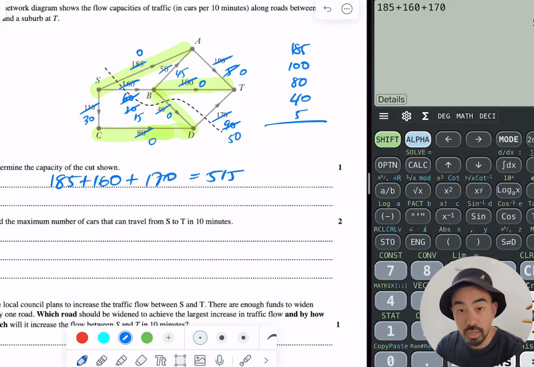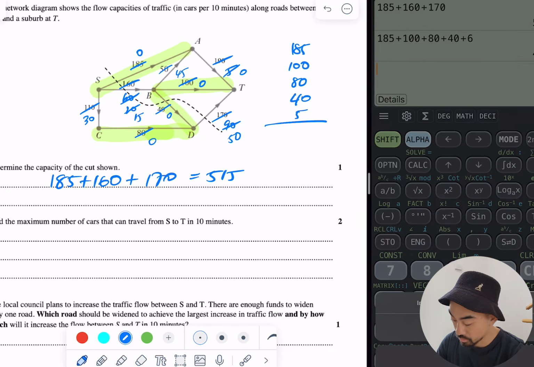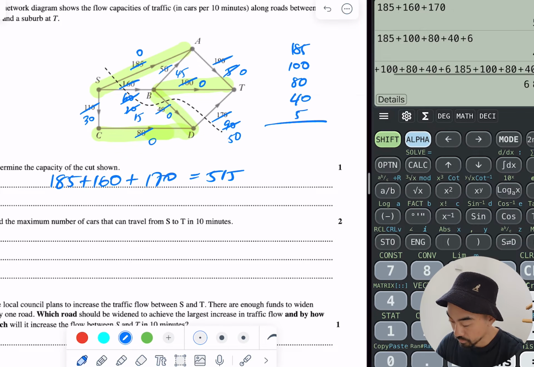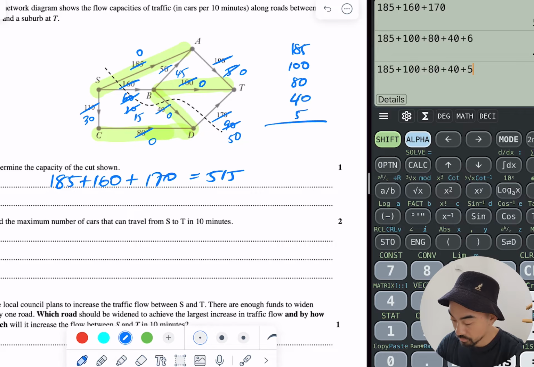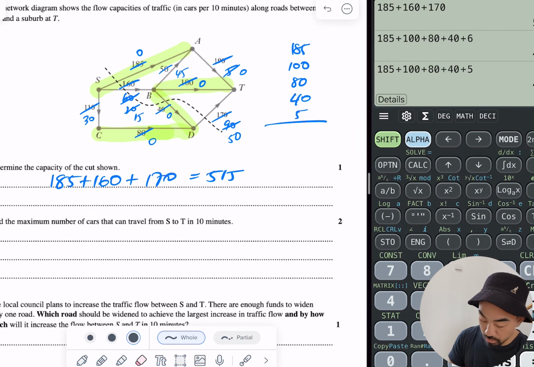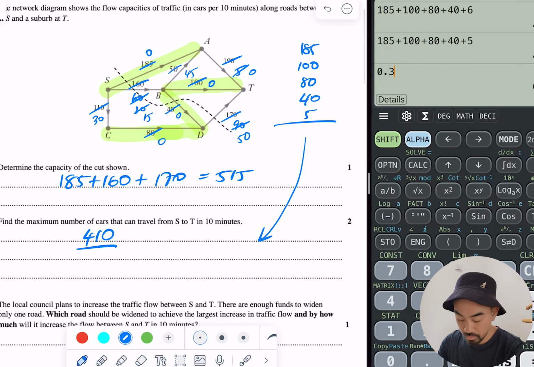Summing all those together should give me my max flow. 185 plus 100 plus 80 plus 40 plus 5. So 410 should be my answer here. That's the max flow.